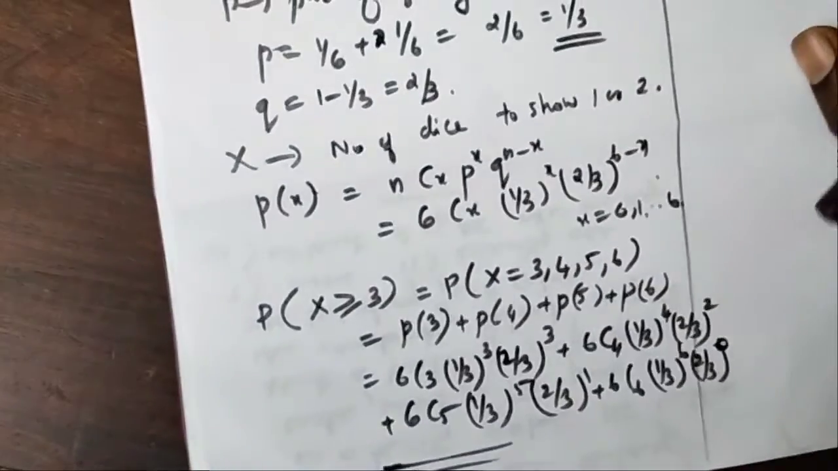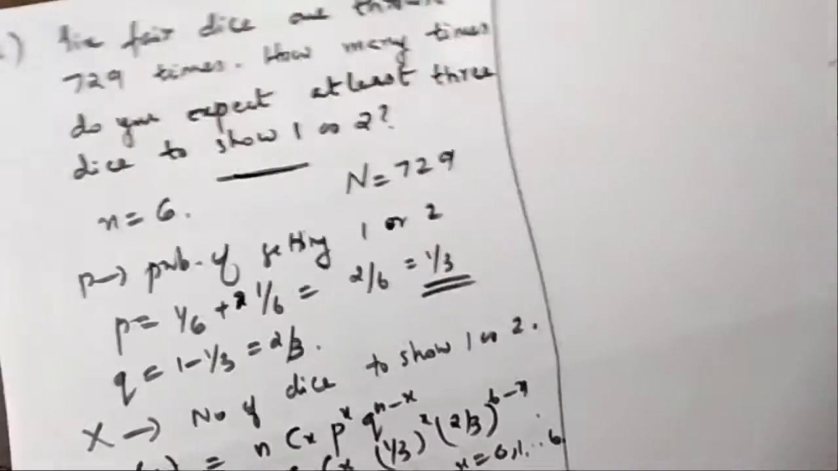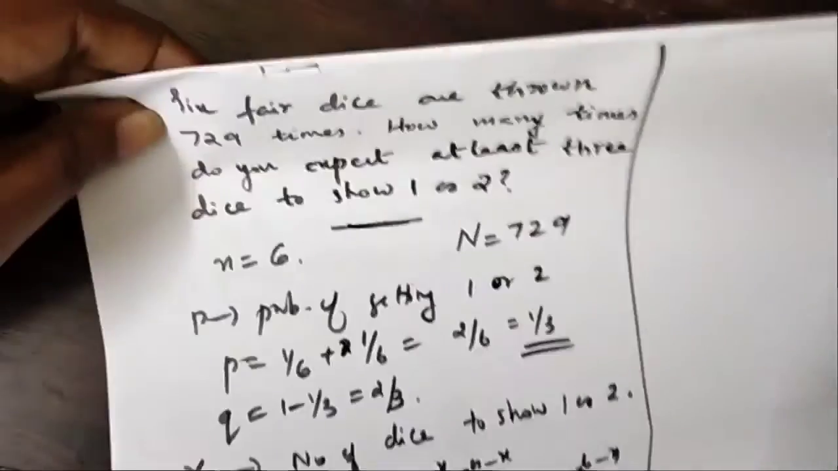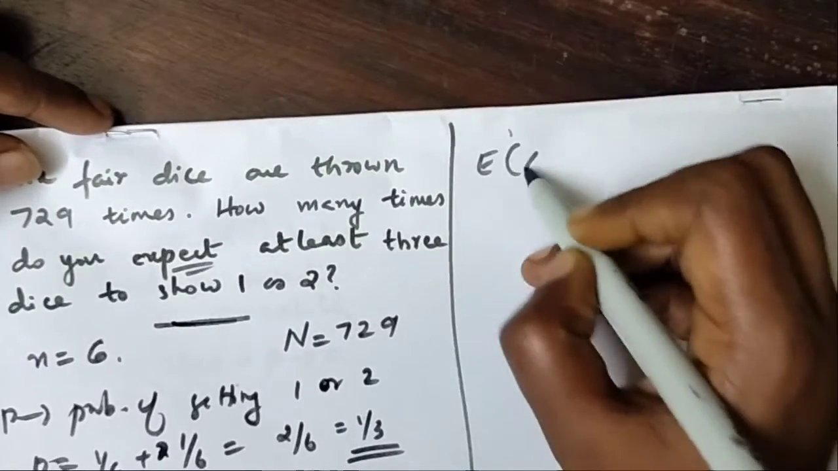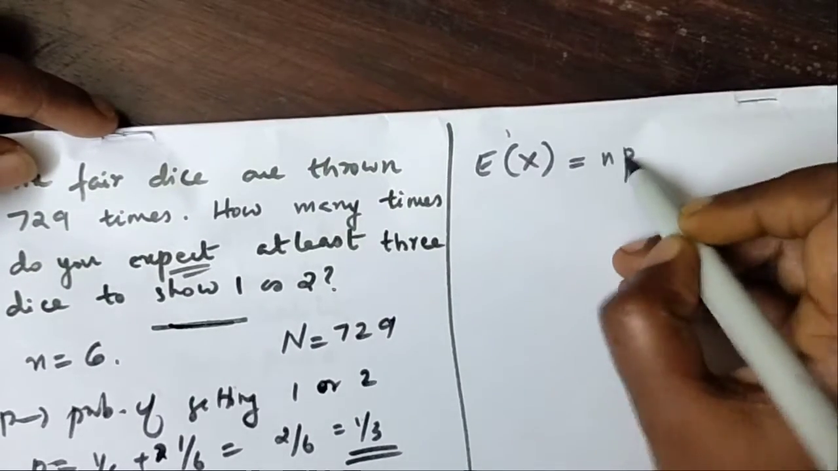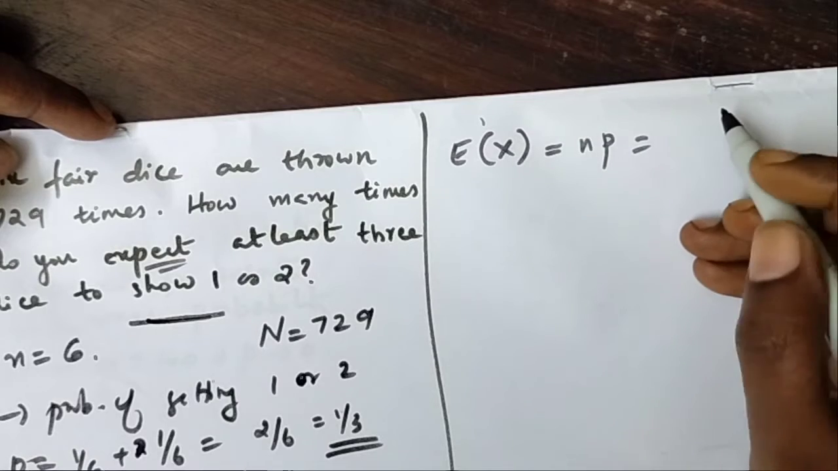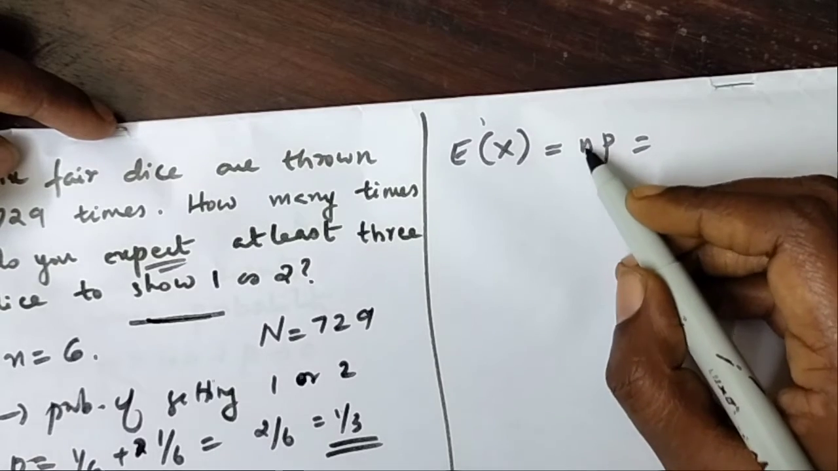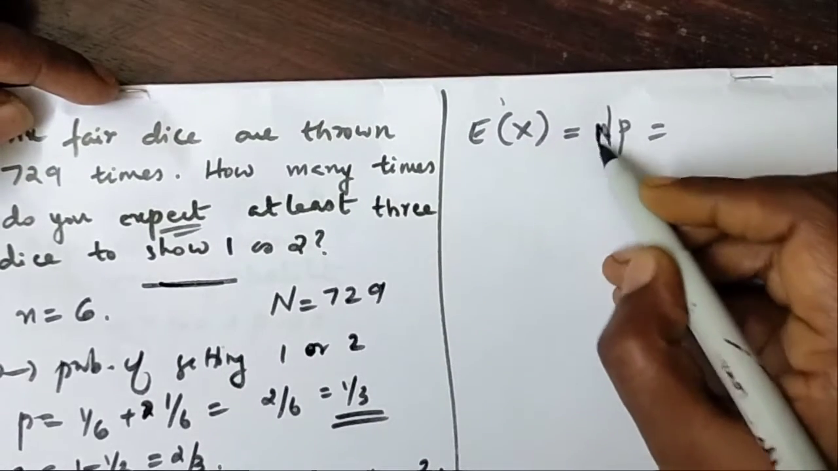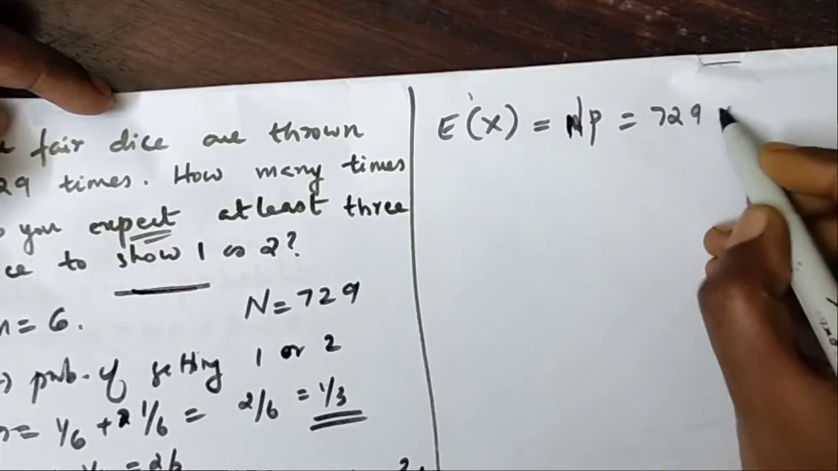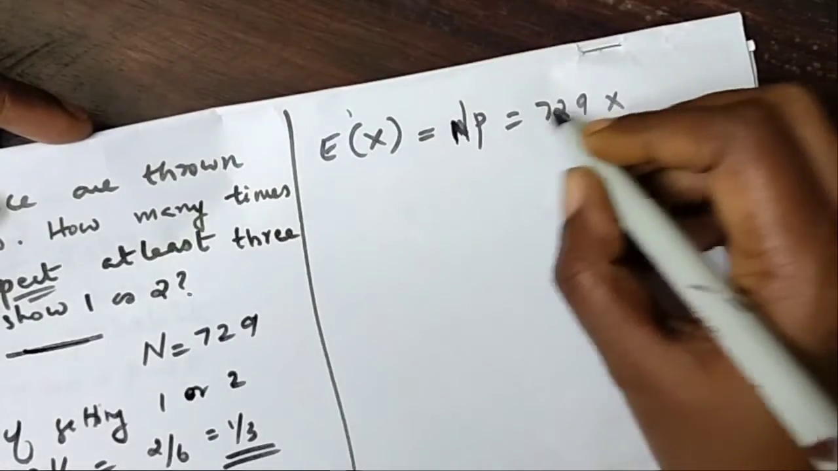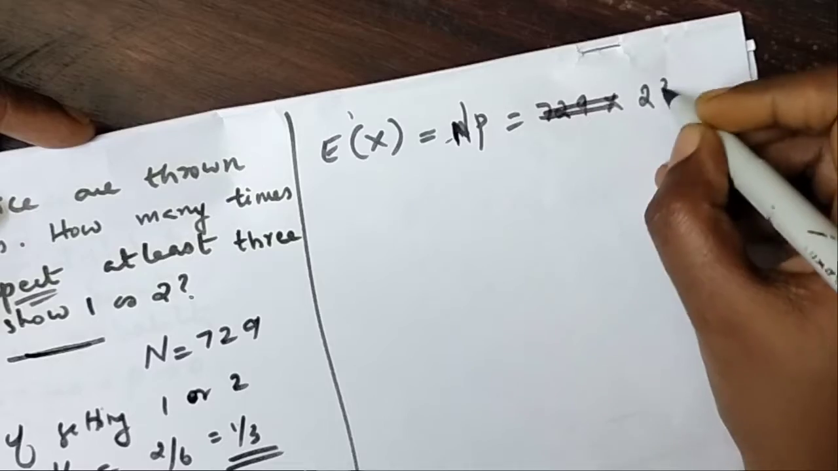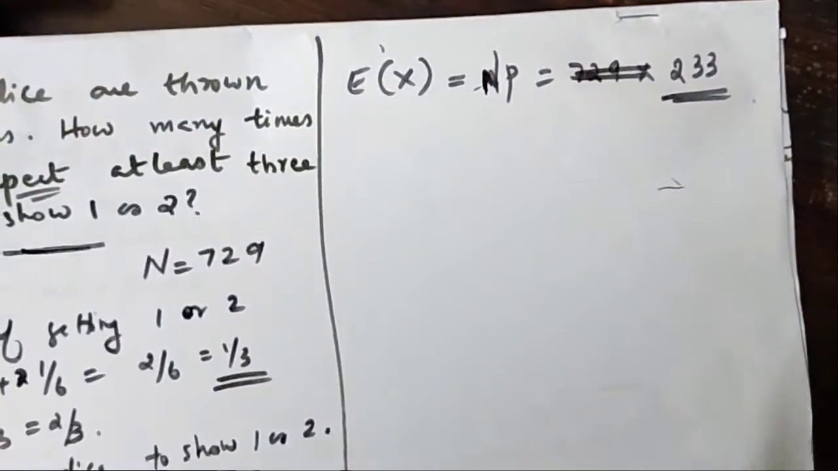And again it is asked to find the number of times. How many times do you expect? So we have to find the expectation. So E of x, the expectation of the random variable x. E of x is n into p, the mean. What is the value of n? Here n is the capital N, so it is 729 into the corresponding probability. The probability we obtained from here. Okay. So we can multiply N and p and the answer is 233. Okay.